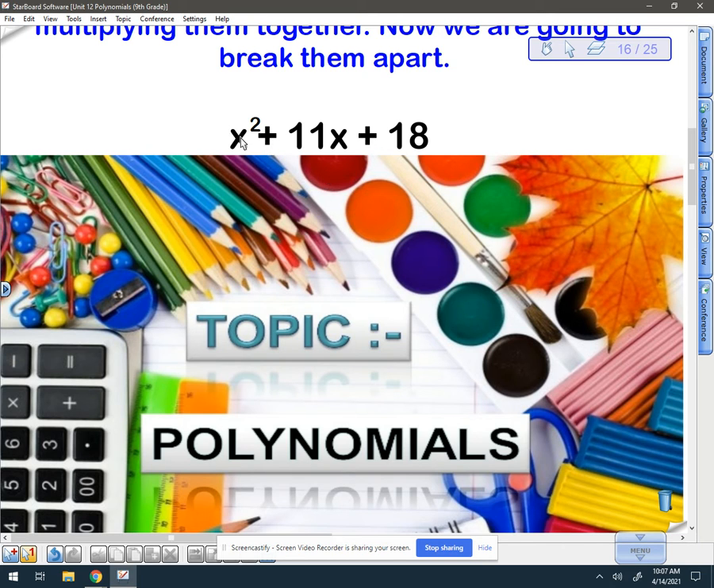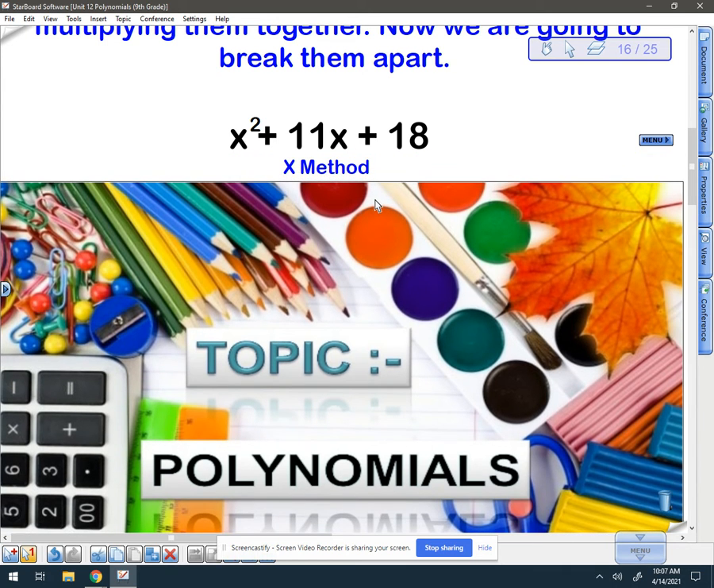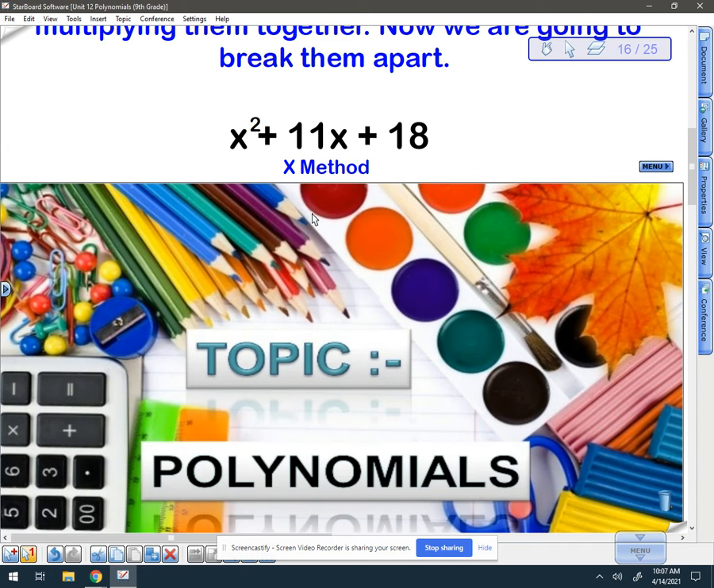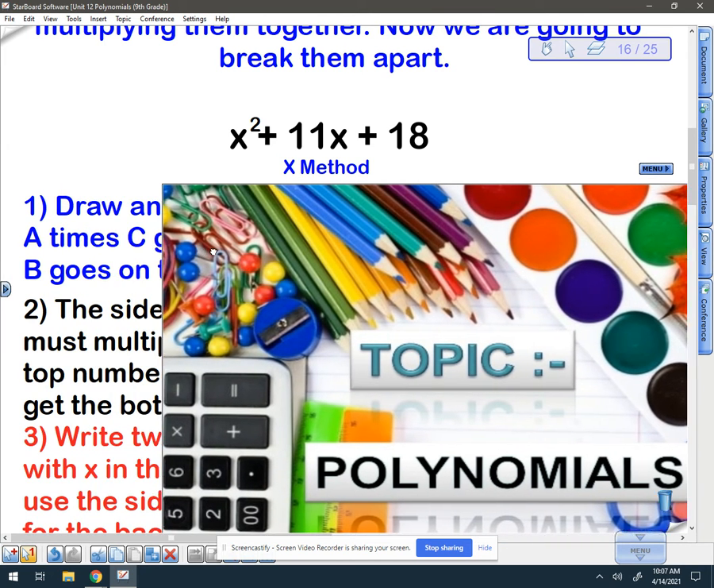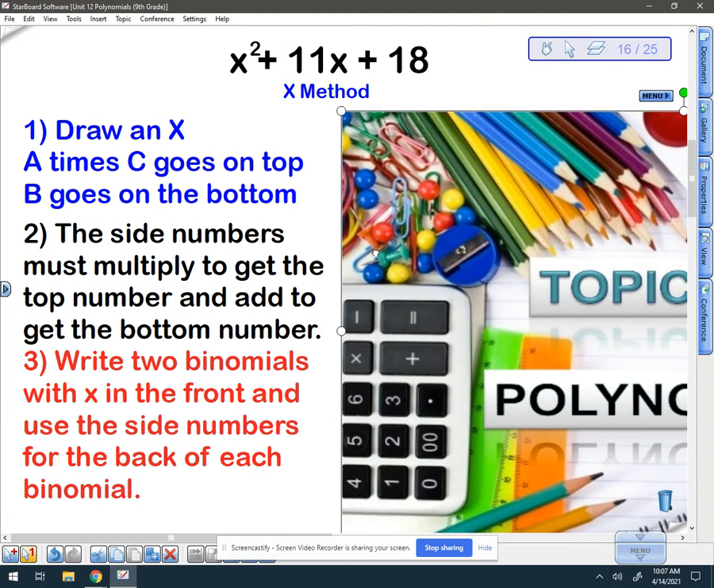Now, we have x squared plus 11x plus 18. So we are going to use what is called the x method. So I come over here. You can write down these three. These are the three steps. These are the three things you're going to do, and then you'll be able to take this trinomial and turn it into two binomials. So you're going to use the x method.